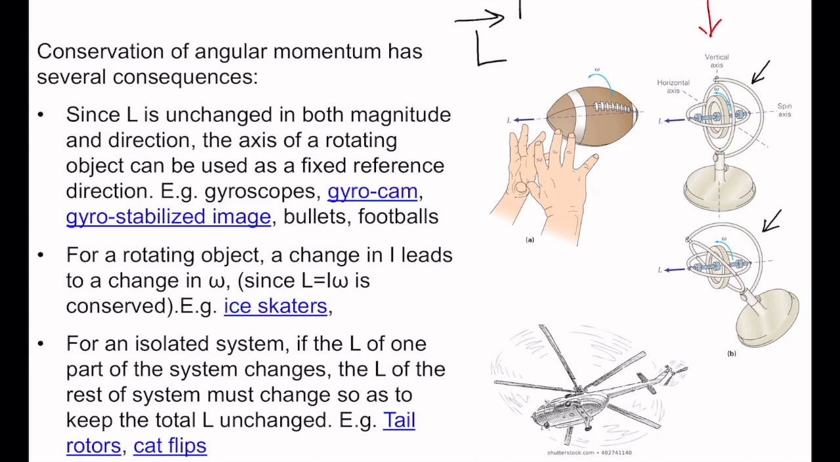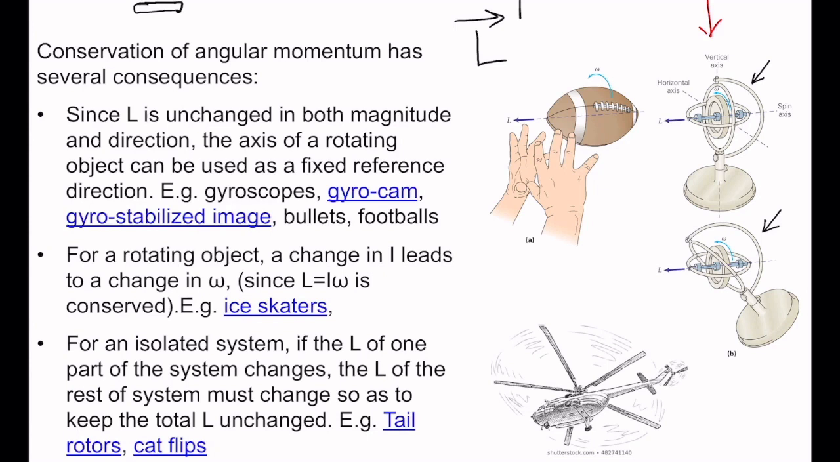Another similar application is bullets. When a gun fires a bullet, typically you would want the bullet to maintain a particular orientation. You don't want it flapping around. So how do you make the bullet keep pointing in the same direction as it's flying through the air? The barrel of a gun is grooved, and the spiral grooving inside the barrel causes the bullet to spin while it's moving through the barrel of the gun.